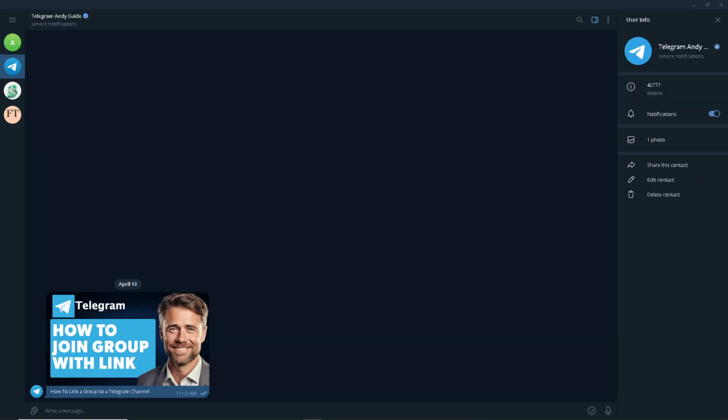Now, linking a group to a Telegram channel can offer several benefits for both the group and the channel, because linking a group to a channel allows for cross-promotion between the two entities. The channel can promote discussions happening in the group, while the group can promote content or announcements from the channel.